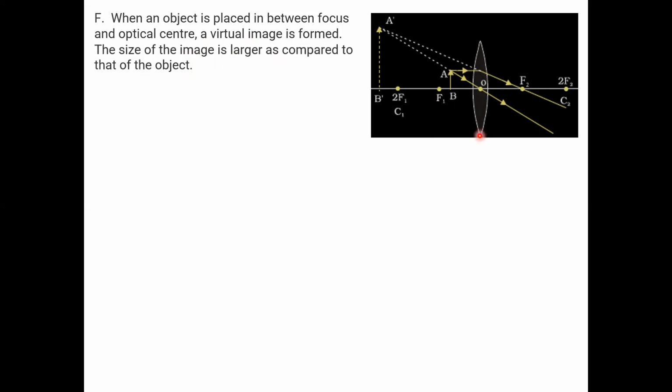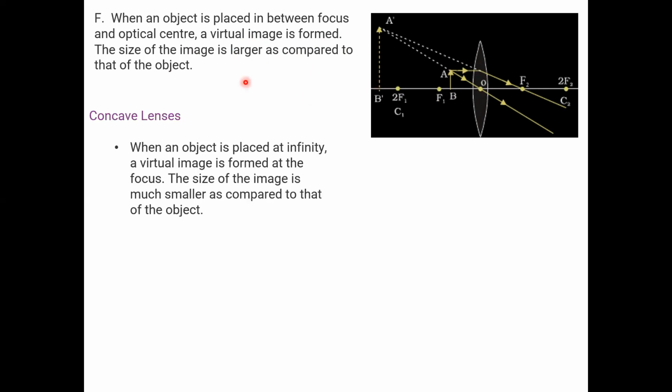So this case is very important. Okay, because except this case, in all other cases you will get a real and inverted image. But with this case, only for this case, you will get a virtual and erect image with convex lens. Now we'll discuss about concave lens. What is concave lens? We know that concave lens means the middle portion is thin and the edges are thick. Okay. Now for concave lens, we always get a virtual and diminished image.